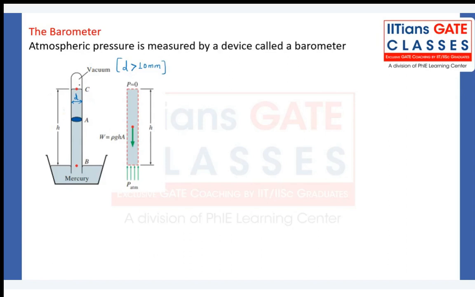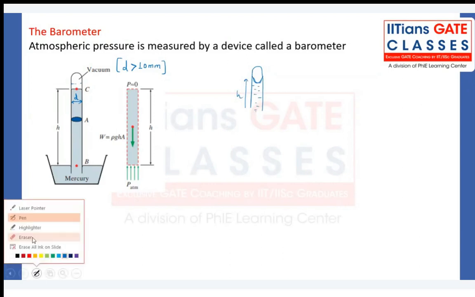Otherwise, what will happen? It will keep on fluctuating. If the diameter of the tube is very, very small, sometimes the liquid will rise like this, or maybe the liquid will be like this. And we may not be able to measure accurately what the height should be, right? So to avoid that confusion, we keep the diameter of the tube more than 10 mm.